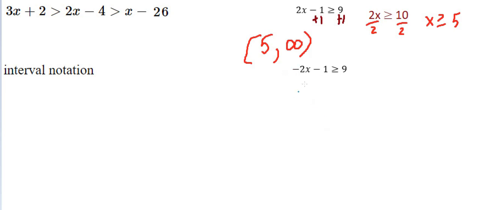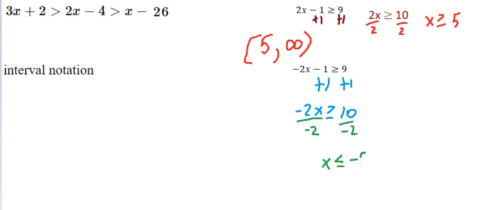Now the question below is almost the same thing, but there's an important difference. So we add 1 to both sides. That's going to give us negative 2x is greater than or equal to 10. And for inequalities, when we multiply or divide by a negative, we flip the way the inequality is pointing. So when we divide both sides by negative 2, that's going to give us x is less than or equal to negative 5.